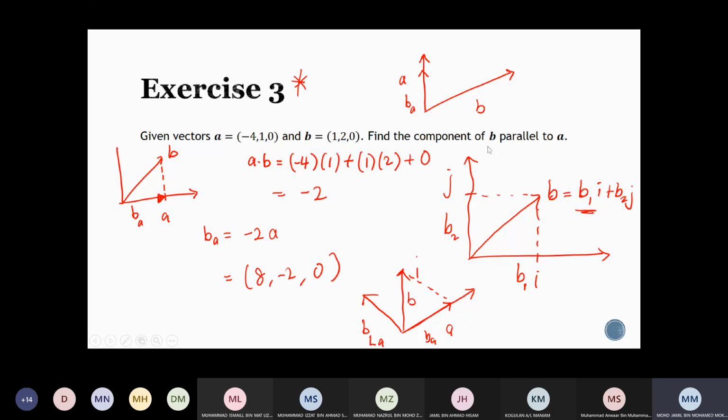So basically to find component of B parallel to A, you can draw something like this. And then the component B parallel to A is basically this vector. Okay, macam project kan dia. So similar to this concept. Okay, so you can use dot product. Okay, any question? Okay, if you don't understand, stop je.